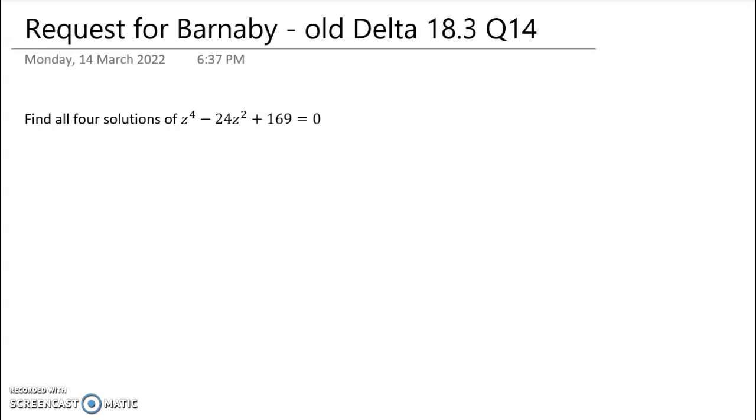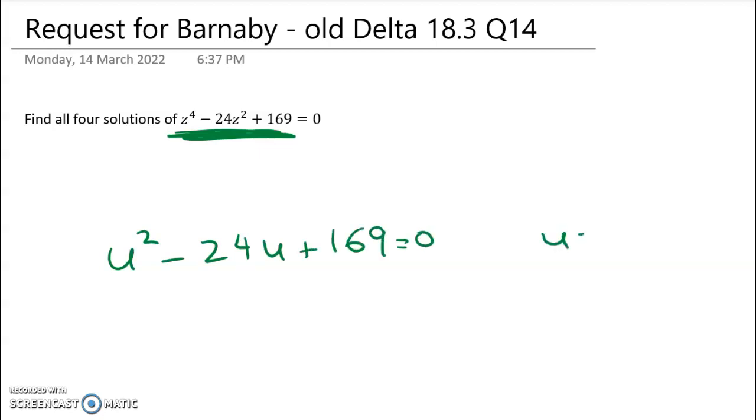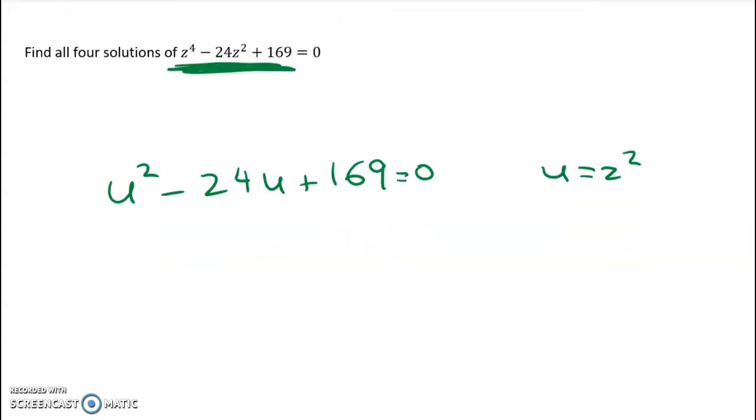Instead of doing anything with polar form, we're just going to treat this as if we were back in level 2 algebra. We're looking at u squared minus 24u plus 169 equals 0, where u is equal to z squared. You can probably guess that I'm going to do completing the square on that, or you could use the quadratic formula. But I'm also going to work straight with z squareds in here.